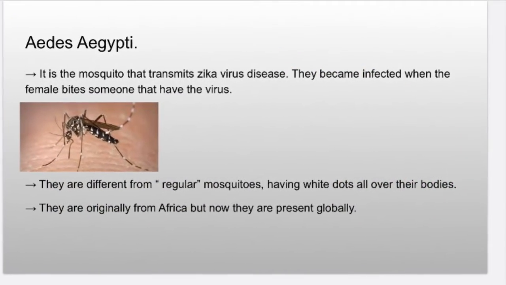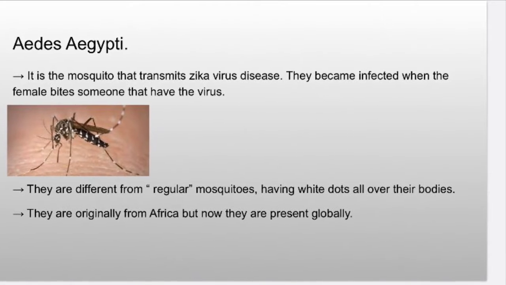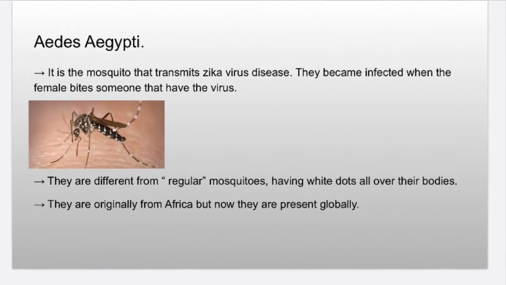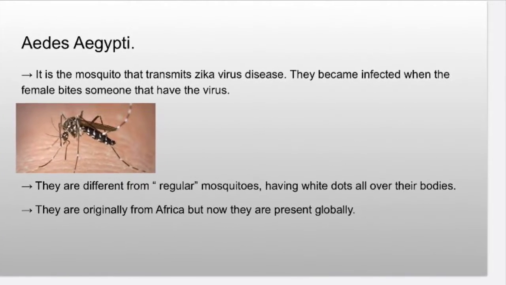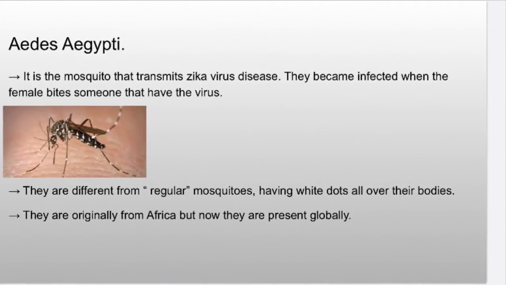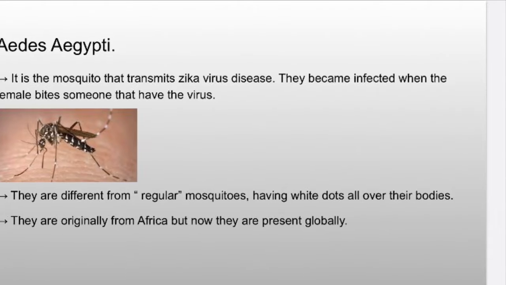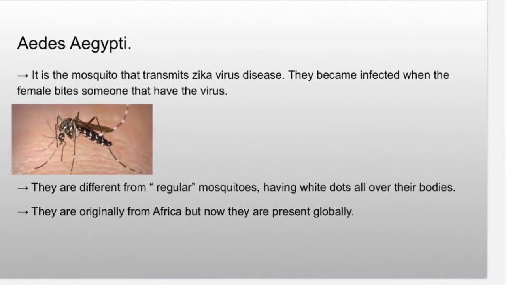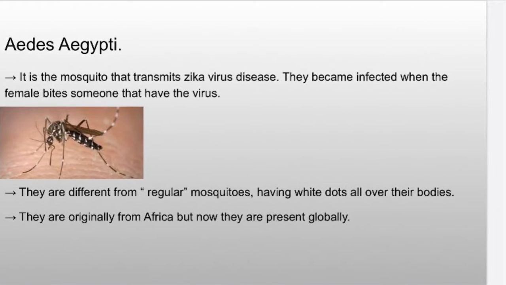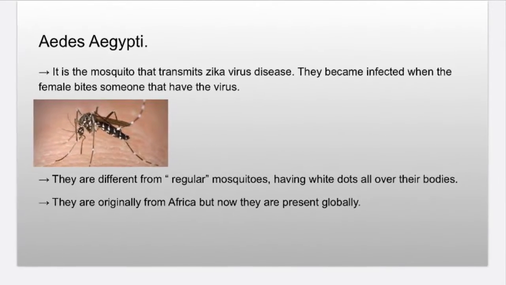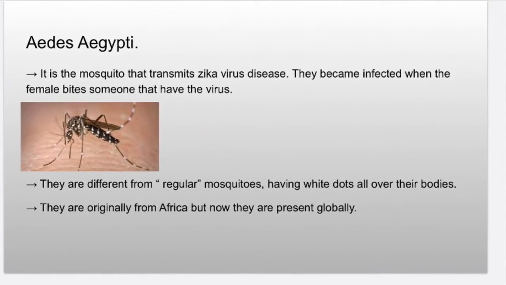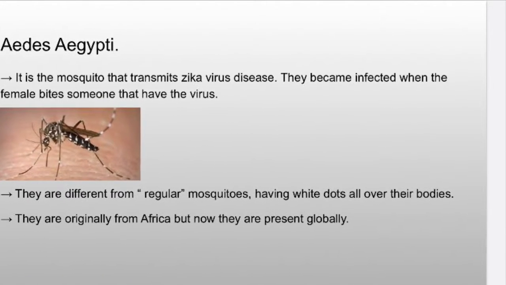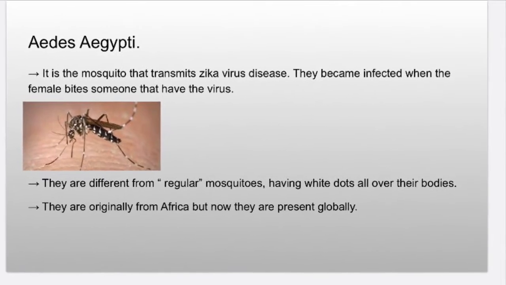Aedes aegypti is the mosquito that transmits Zika virus disease. They become infected when the female bites someone who has the virus. They are different from regular mosquitoes, having white dots all over their bodies. They are originally from Africa, but now they are present globally. They were spread because of globalization, where mosquitoes infected people when they traveled to other countries.